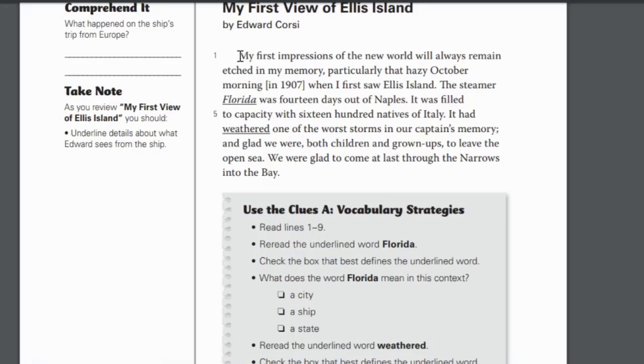Well, let's start. My first impressions of the new world will always remain etched in my memory, particularly that hazy October morning in 1907 when I first saw Ellis Island. The steamer Florida was 14 days out of Naples. It was filled to capacity with 1,600 natives of Italy. It had weathered one of the worst storms in our captain's memory, and glad we were, both children and grown-ups, to leave the open sea. We were glad to come at last through the Narrows into the bay.